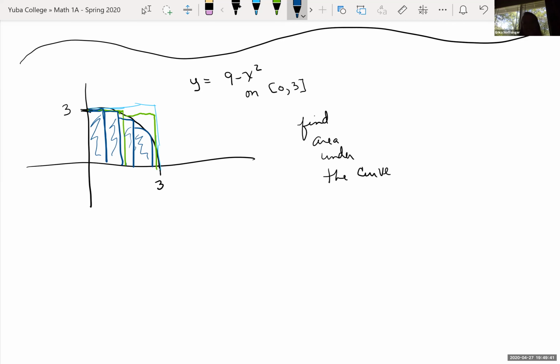The more rectangles that we create, the more accurate we're going to get to that exact area. Similar to what we were doing with limits, the closer and closer we got. In this case, the more and more rectangles we get, the better approximation of area we're going to get. And that's what we're going to be looking at for the rest of the week, pretty much.